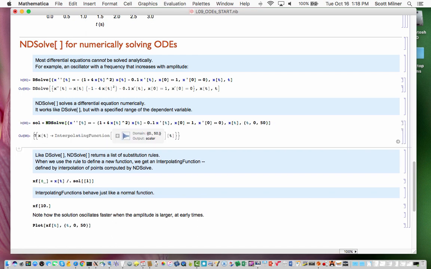So what comes back is again a list of solutions of which there's only one, and that solution is a list of substitution rules, and the substitution rule looks rather different. It says x of t goes to an InterpolatingFunction. An interpolating function is Mathematica's way of representing a function in terms of a list of points that it calculated. We use that solution, which I've again saved in sol, in exactly the same way as before to define a function.